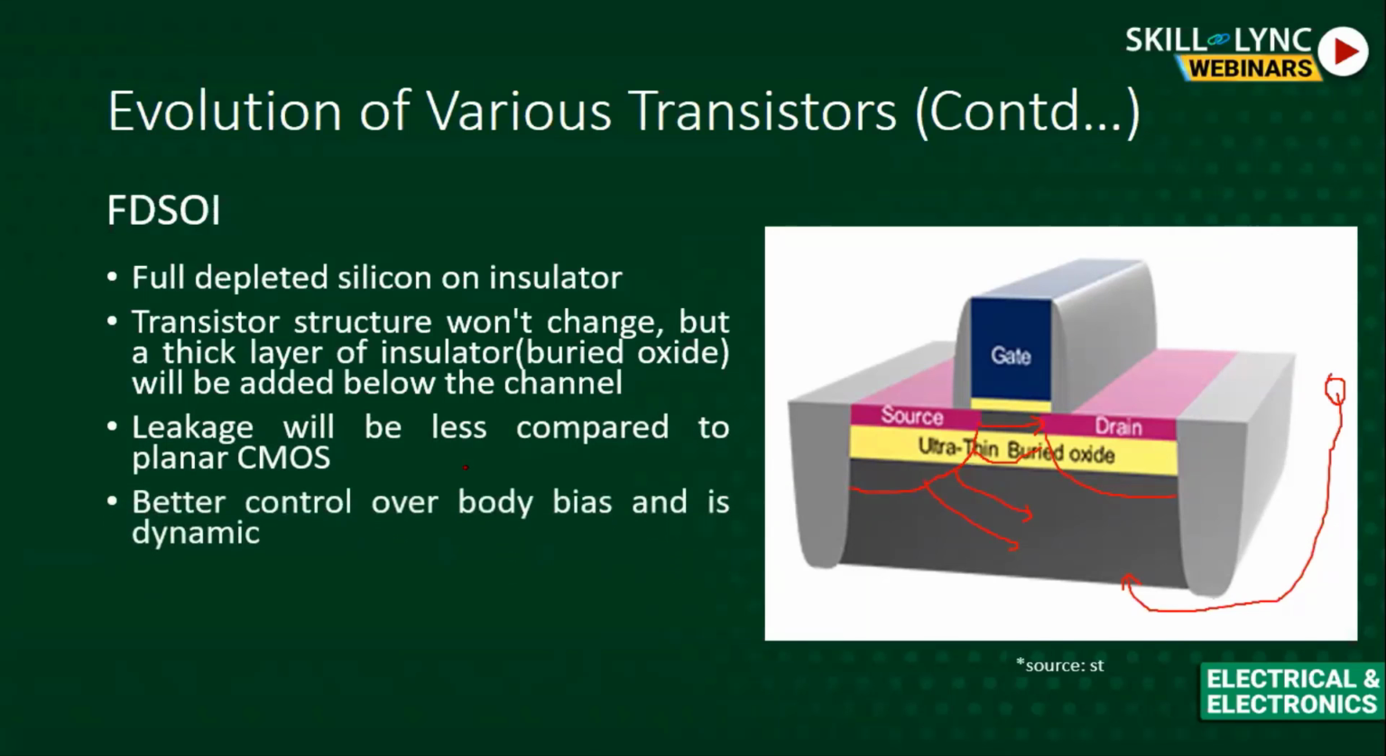And the next important point here is better control over body bias, and it is dynamic. Even with planar CMOS, we can increase or decrease the body bias, but it's not accurate, and it won't have better control as we don't have the ultra thin buried oxide. But with the help of FDSOI technology, we have better control over the body bias, and it is dynamic too.